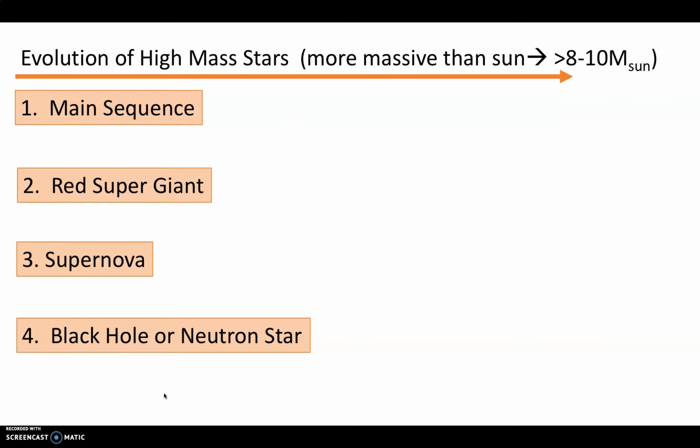So that was for a star very much like our own sun. Then we're going to talk about these high mass stars. And high mass stars hang out in the main sequence, though not quite as long as our sun does. And then they become red supergiants, supernovas, and finally, either a black hole or a neutron star. And we'll talk about which one it becomes specifically.